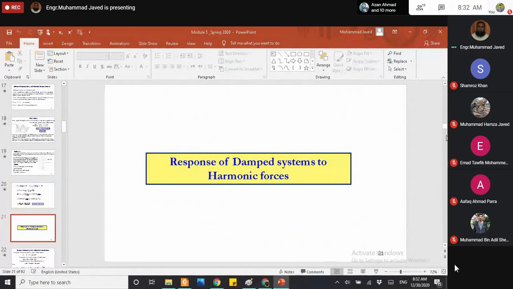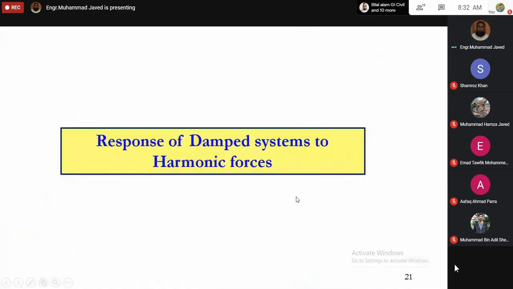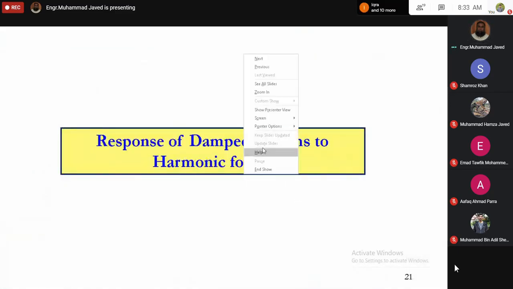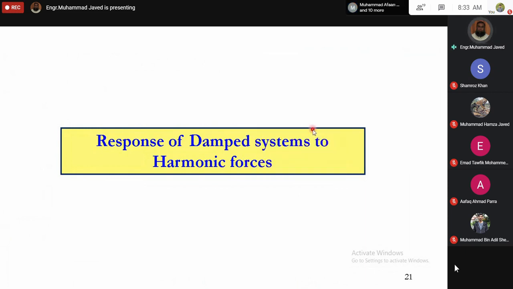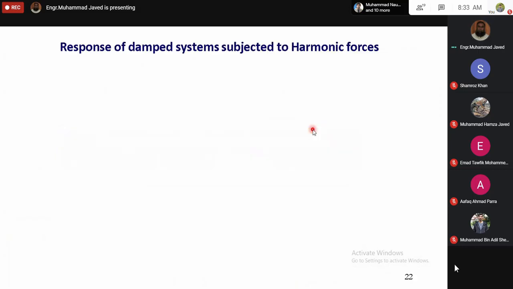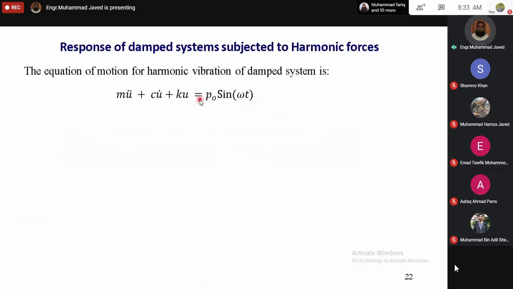So now we are in a position to discuss the response of damped systems when they are subjected to harmonic forces. So as usual, we will write the general equation of motion for damped systems. And since the force is harmonic, P of t will be replaced by P naught sine omega t.